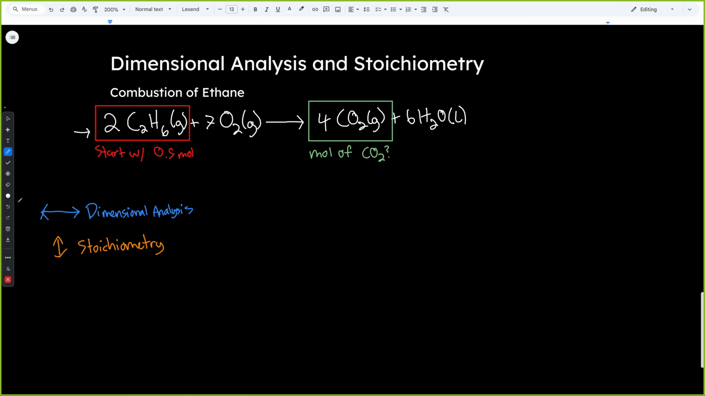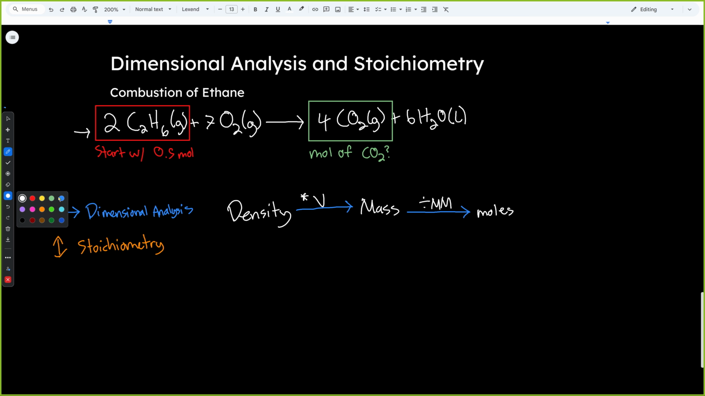So let me just write everything out here. We're going to start off with density. So through dimensional analysis, we can convert density to the number of grams, mass, I guess I should say, by multiplying the density by the volume. That's going to cancel out liters and leave us with mass. We can then convert mass into the number of moles by dividing the mass by the molar mass.